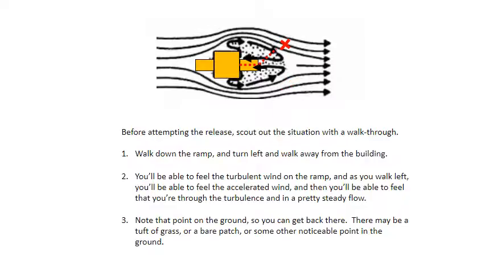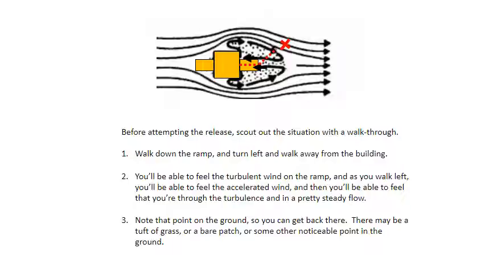Before attempting the release, scout out the situation with a walkthrough. Walk down the ramp and turn left and walk away from the building. You'll be able to feel the turbulent wind on the ramp, and as you walk left, you'll be able to feel the accelerated wind, and then you'll be able to feel that you're through the turbulent zone and in a pretty steady flow. Note that point on the ground so you can get back there.